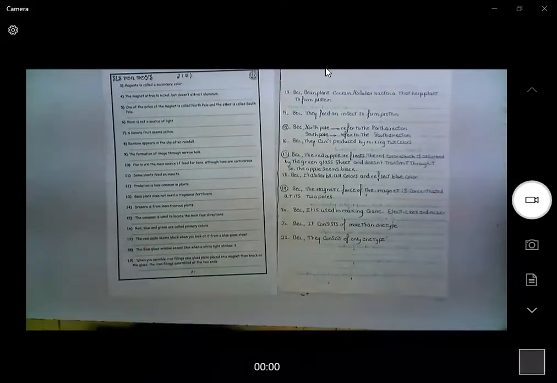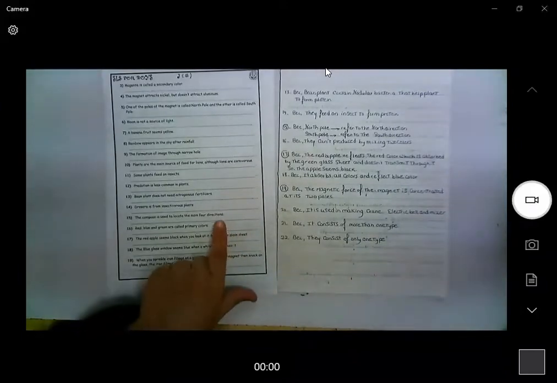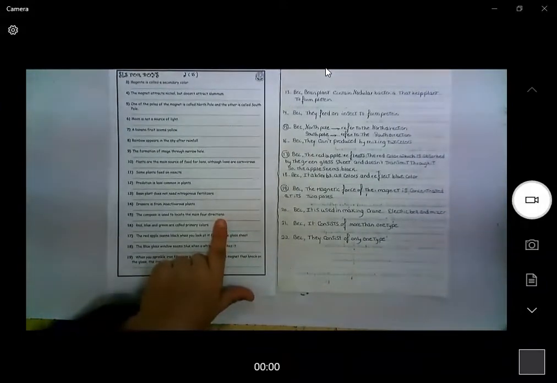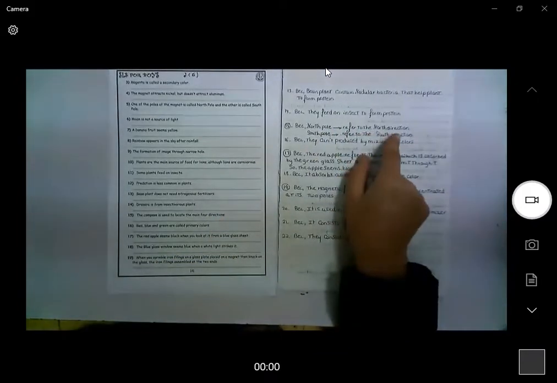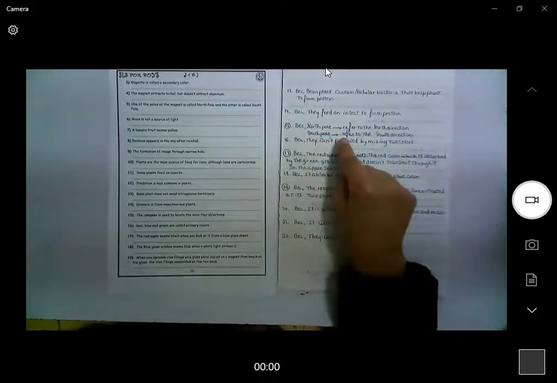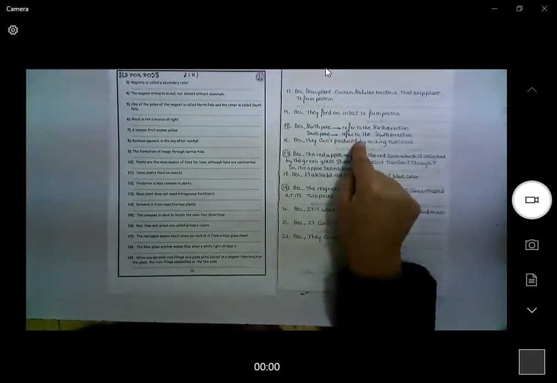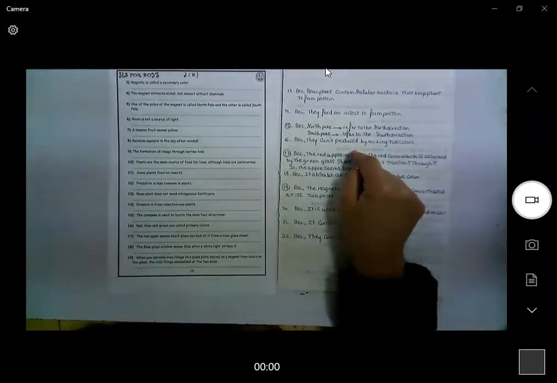15. The compass is used to locate the main 4 directions. This is the importance of the compass, to know the 4 directions: east, west, north, and south. Why do we use the compass? Because the North Pole refers to the north direction, and the South Pole refers to the south direction. That's how to know the direction for the north and the south, by using the compass.